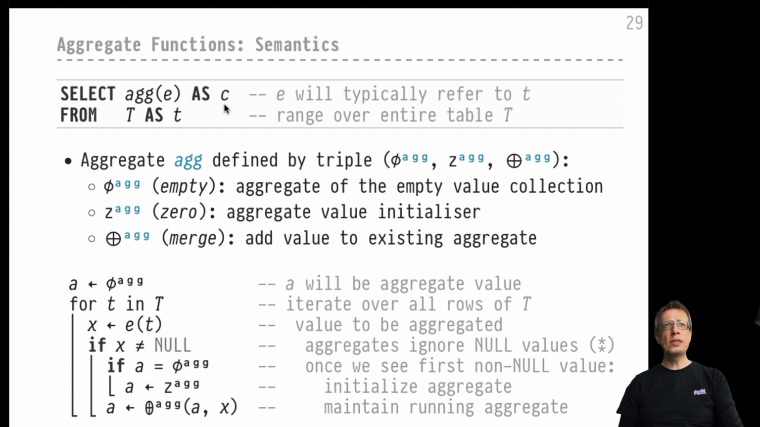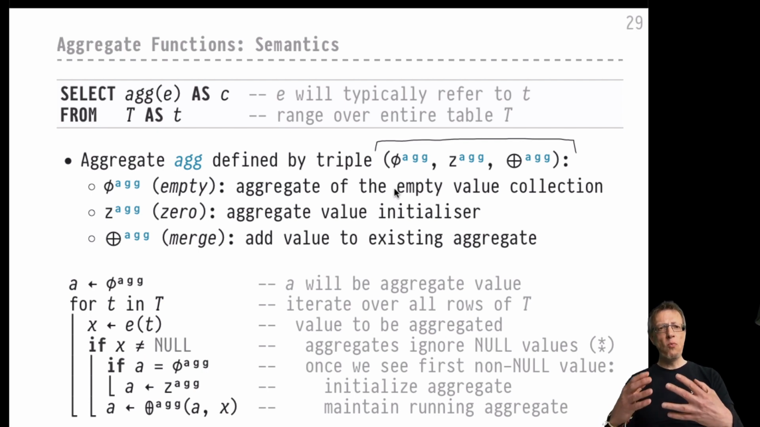What happens internally is that different components of the aggregate functions are being invoked. To define the behavior of an aggregate function, it would actually suffice to look at this triple of defining characteristics of an aggregate. The first would be the value of the aggregate if it's evaluated over the empty value collection. So feed no value into an aggregate function, what will the result of that aggregate be? And this symbol, this empty set symbol with a superscript agg, tells us the result of the aggregate over the empty collection.